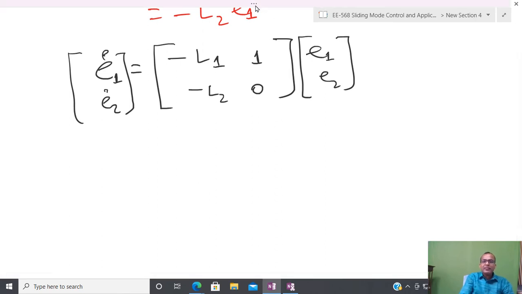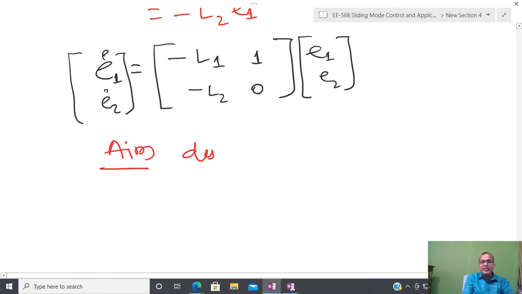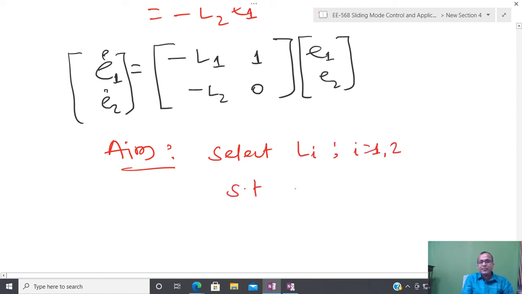So our aim, first try to write the aim. The aim is to select Li, where i is 1, 2, such that E1 tends towards 0 and E2 tends towards 0 as t tends towards infinity. Why am I saying that?